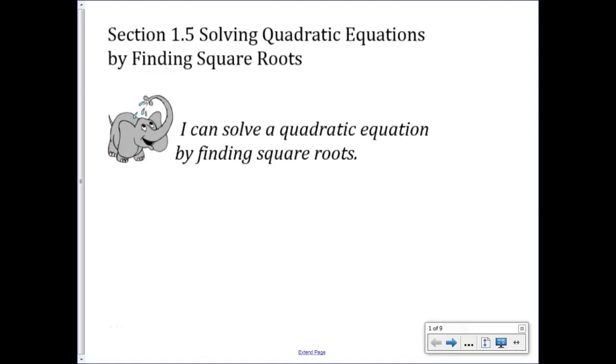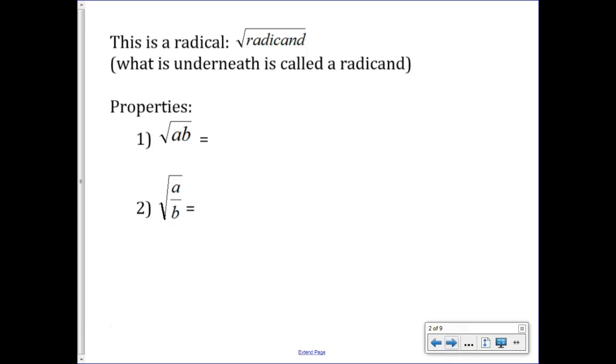Alright guys, we are looking at another method of solving. This one is solving by finding square roots. So still dealing with those quadratic expressions and equations, we are going to use just a different method to solve today. So this is a radical, that kind of check mark thing. Hopefully you've heard that term before.